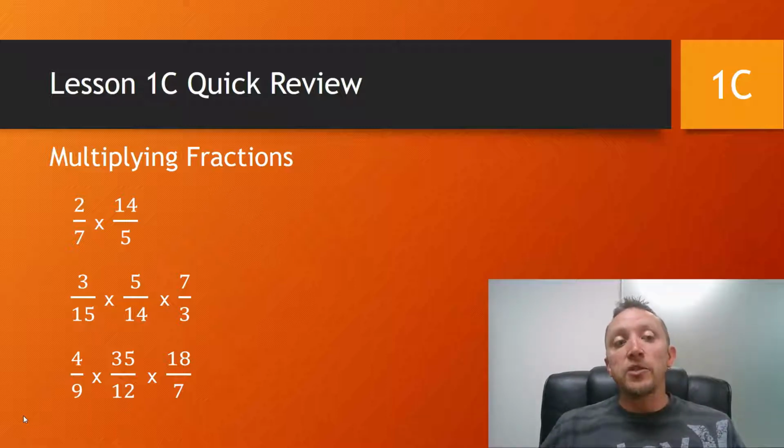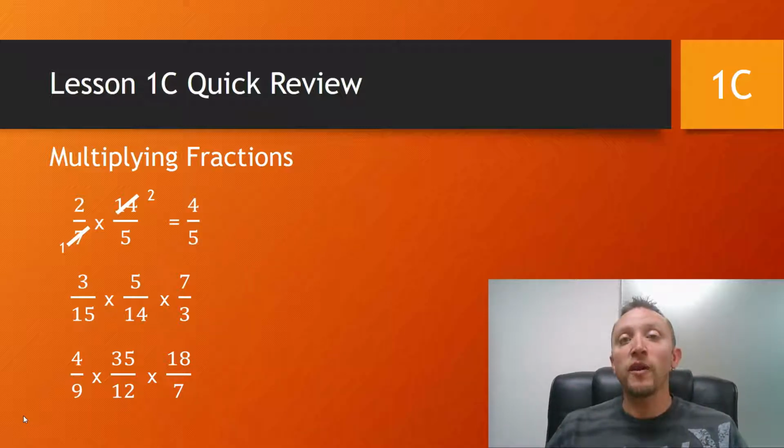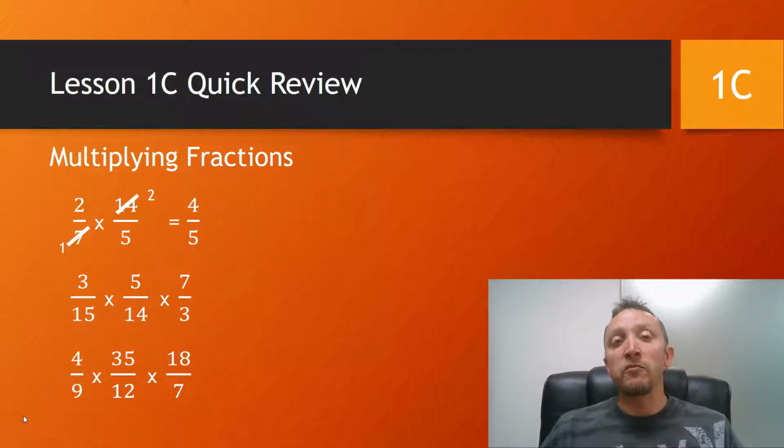So when we look at 2/7 and 14/5, now 2/7 itself and 14/5 in and of itself don't reduce. But if we look diagonally, 7 and 14 are both divisible by 7. And so let's go ahead and do that. 7 divided by 7 is 1, 14 divided by 7 is 2. And now there's nothing else for me to reduce, and so now we would multiply these across from each other. So the numerators, 2 times 2 would be 4, and in the denominator, 1 times 5 would be 5.